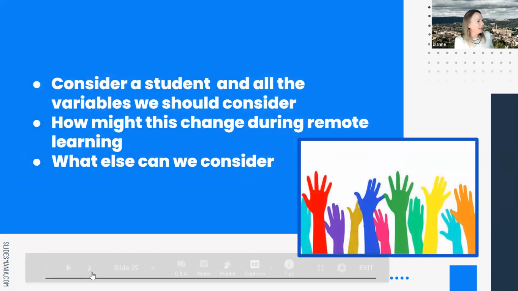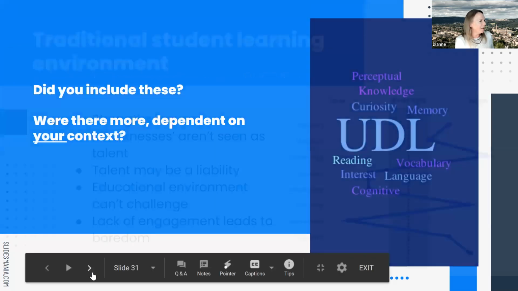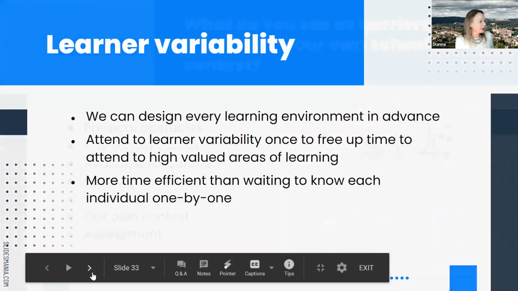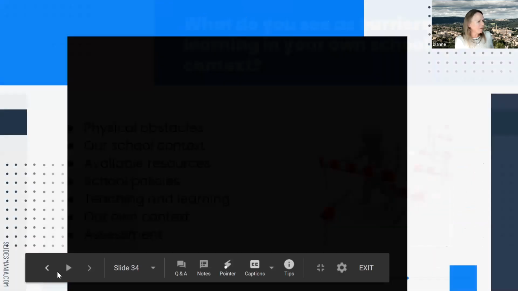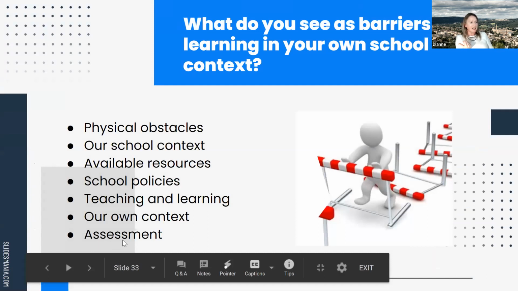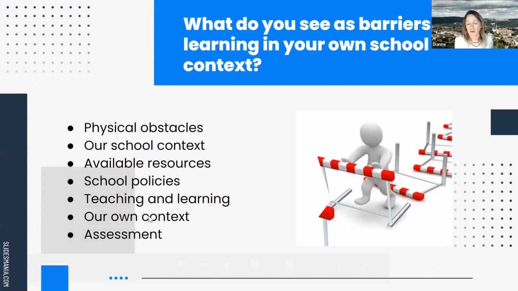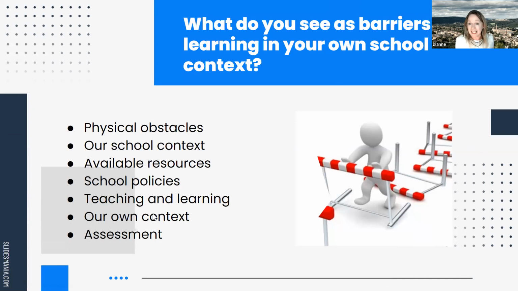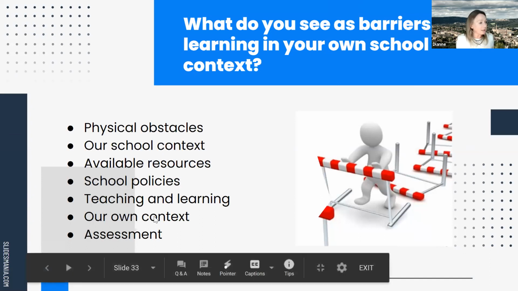So. Where are we? We've got variability. We've touched on that a little bit. Yeah, so our barriers, thinking about physical obstacles, our school context, the resources. What about policies? I mean, our assessment policy, for example, or our language policy, do they allow for all learners to be able to engage with agency in the ways that they would like?